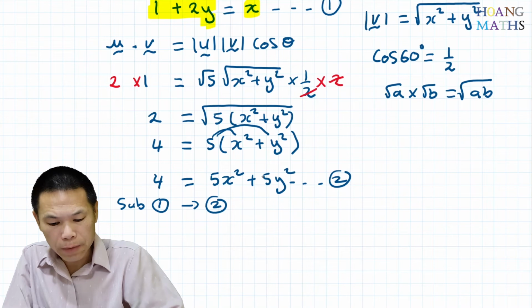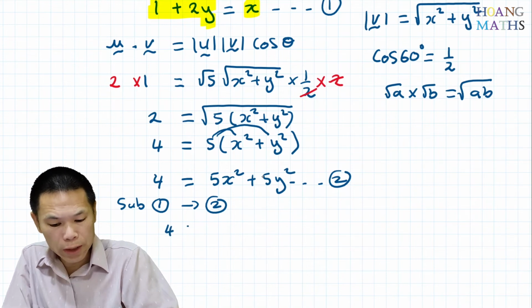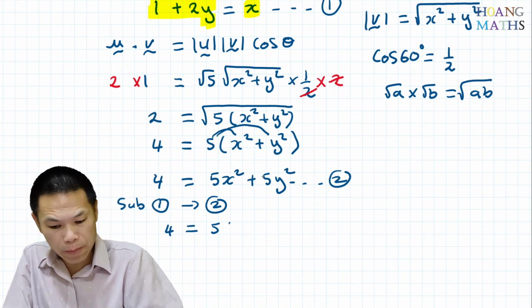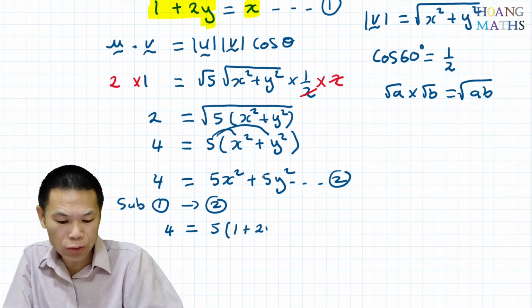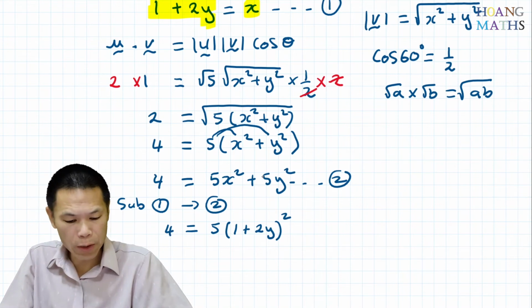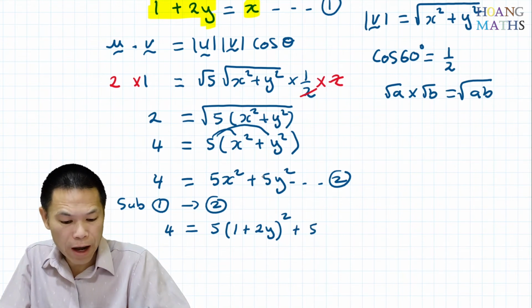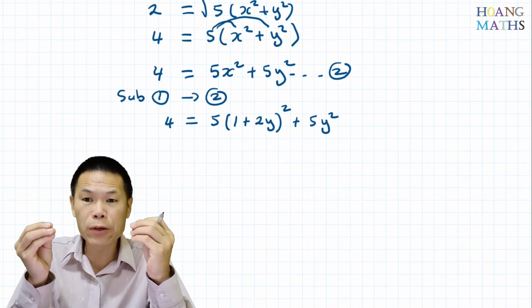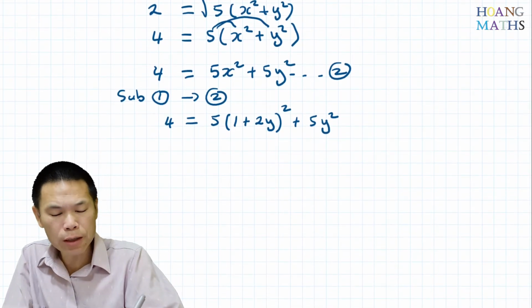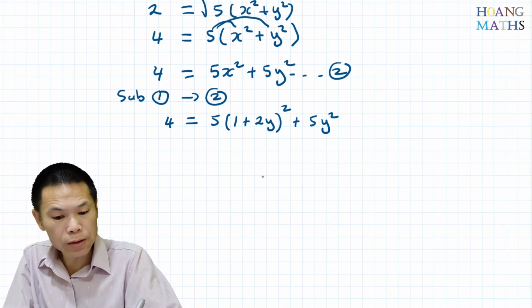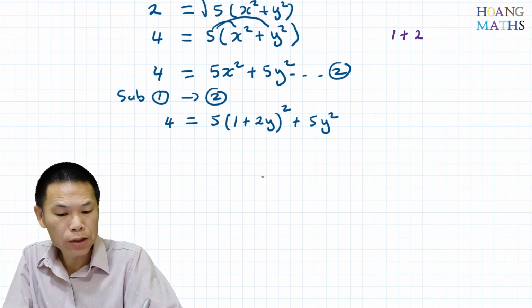So that means 4 is equal to 5 x squared. So x is 1 plus 2y. And square because it's x squared. And then we add 5y squared. So what I do now is I just expand the brackets by using perfect square. So I just expand it on here. So plus 2y all square.